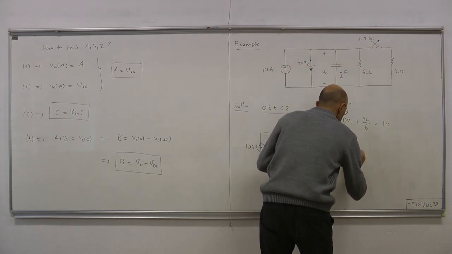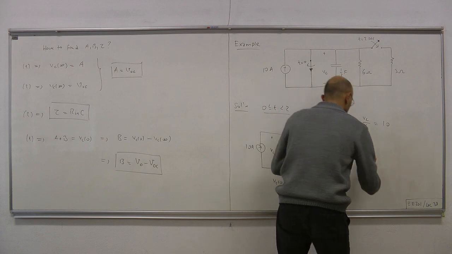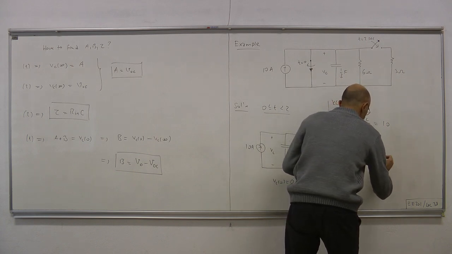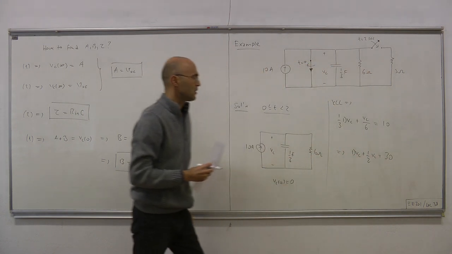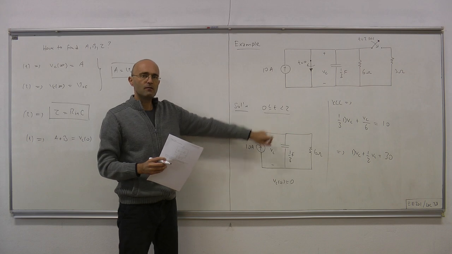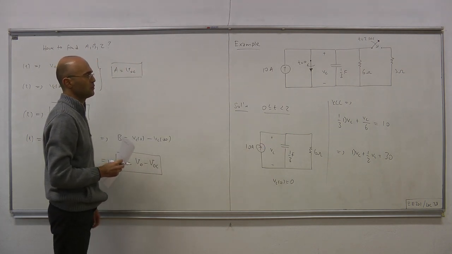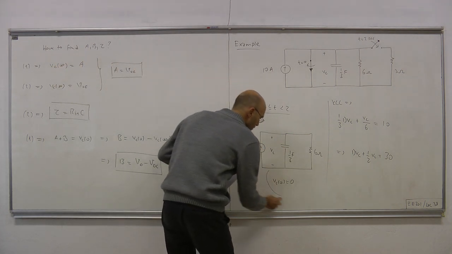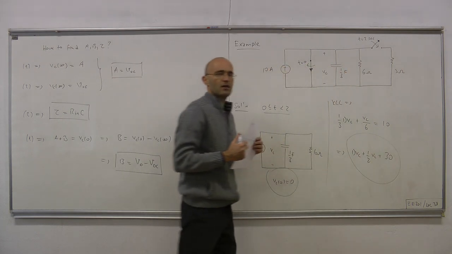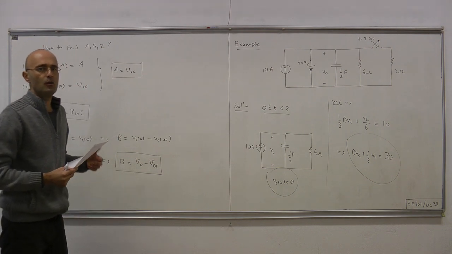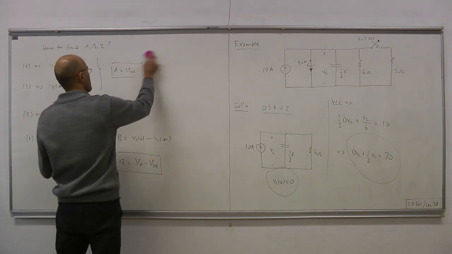That gives us dVc plus 1/2 Vc equals 30. So for this interval from t equals 0 to 2, we have the following initial condition and the following differential equation, and we know how to write down the solution. So let's do that.